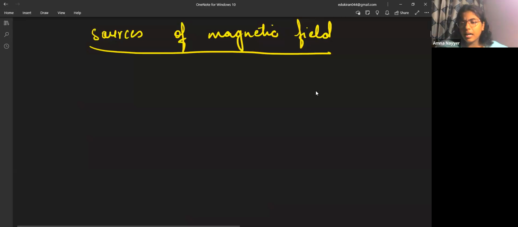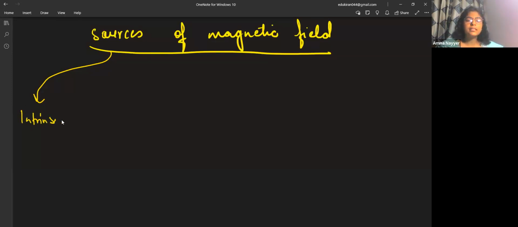Sources of magnetic field. Regarding the sources, we will discuss only the basic ones, because magnetic field can be generated by many things. Do you remember the intrinsic electronic spin? You must have done it in your chemistry, in structure of atoms, when you had to write the electronic configuration with n, l, m, s. From there you obtained the spin as plus half, minus half.